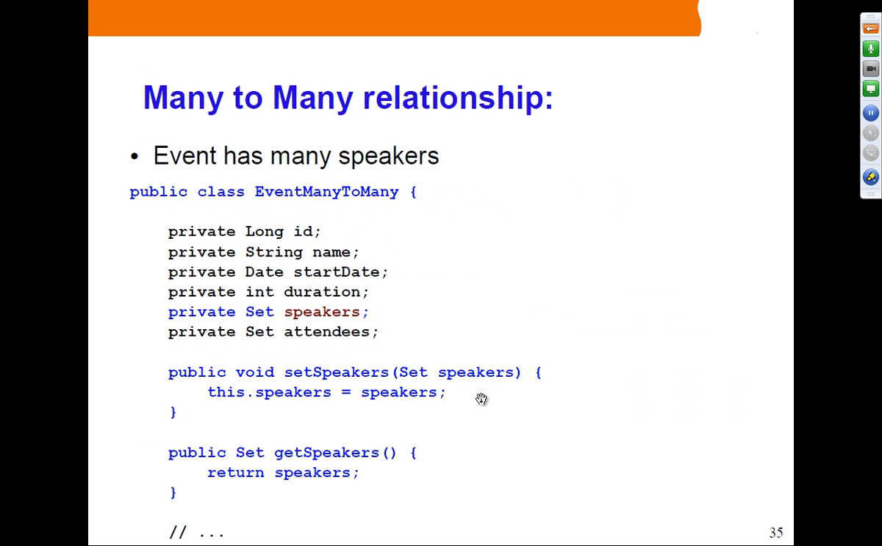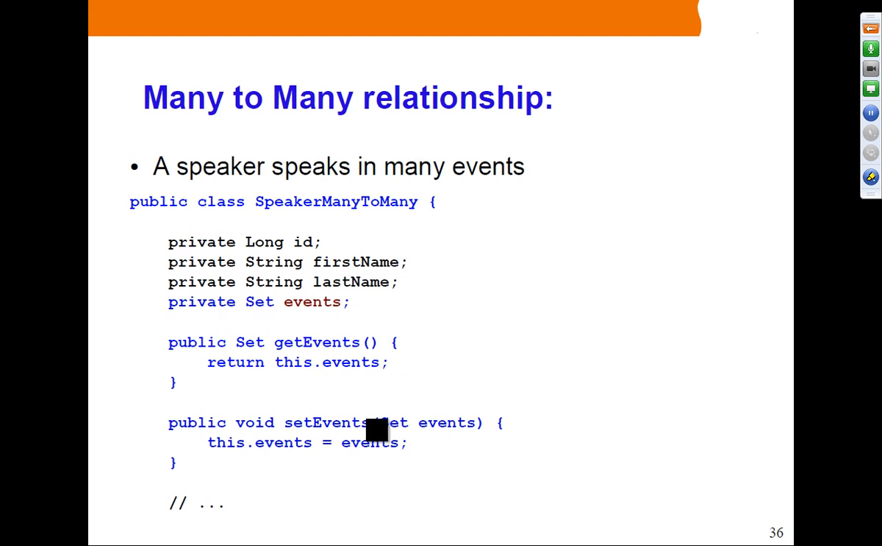And in the code, this is the event class. The event class has a speakers property with a set, and we have a setter and getter method. Same thing for the speaker class. It has a set of events, and we have getters and setters for that events property.